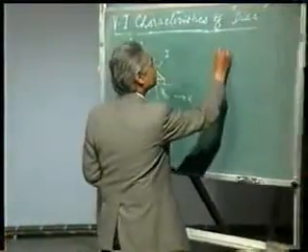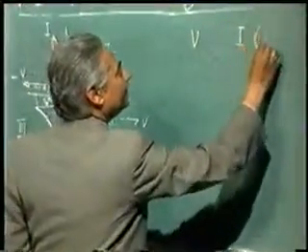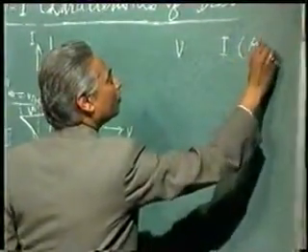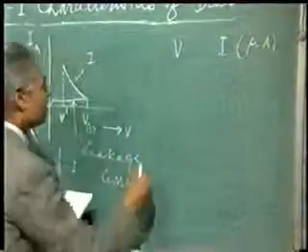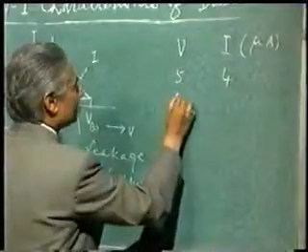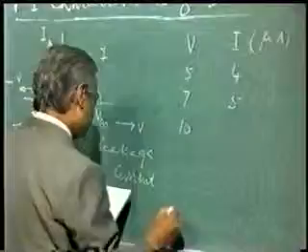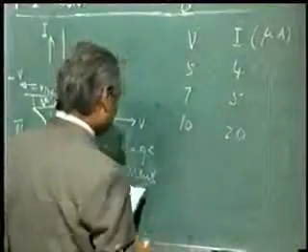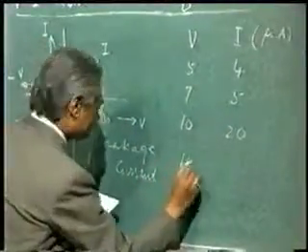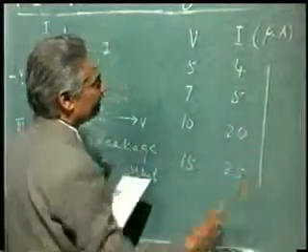Of course, this is voltage. This is current in microampere. When it was 5 volts, it was 4 microampere. For 7 volts, it was 5 microamperes. For 10 volts, it was 20 microamperes. And for 15 volts, it was 25 microamperes. These are some of the readings I have taken.